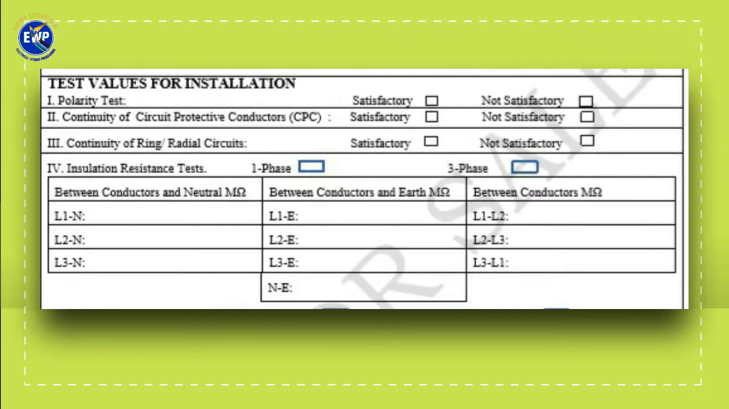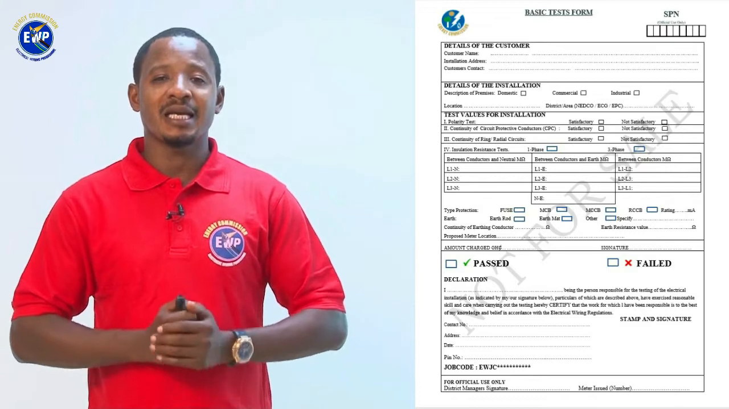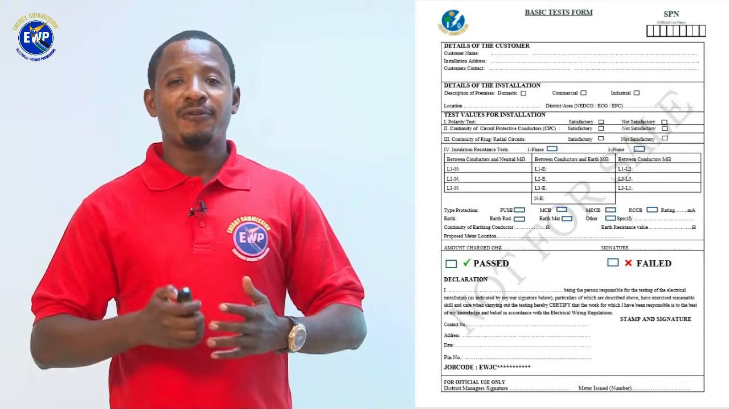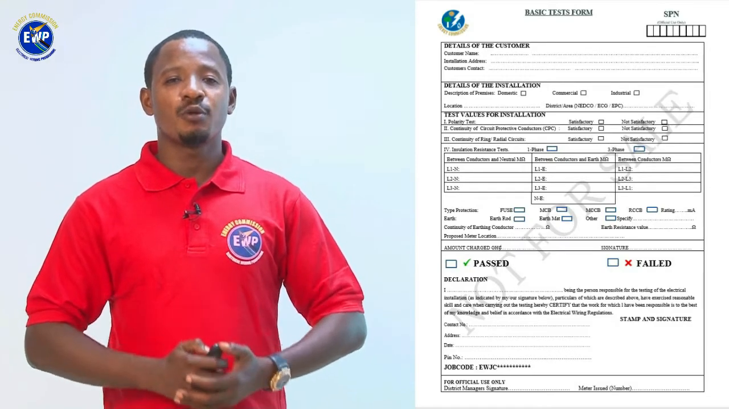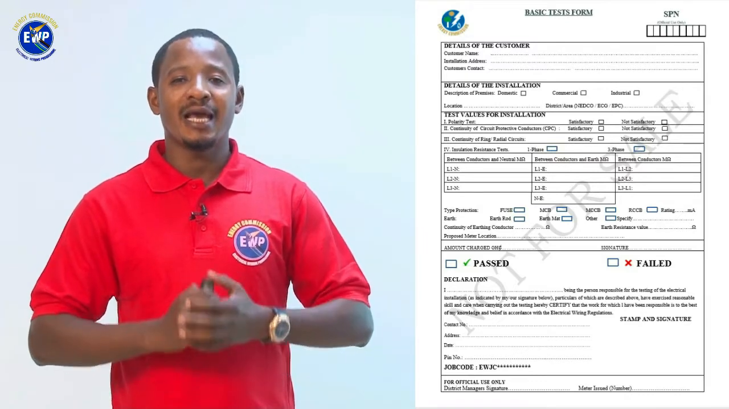Now, insulation resistance test. With the insulation resistance test, you are required to test between live conductors and earth and live conductors and neutral. If it is a single phase, you are required to test between live and neutral, and then live and earth, and between the neutral and earth. For a three-phase system, you are required to test between all phases and neutral, and then all phases and earth, and between the earth and the neutral.